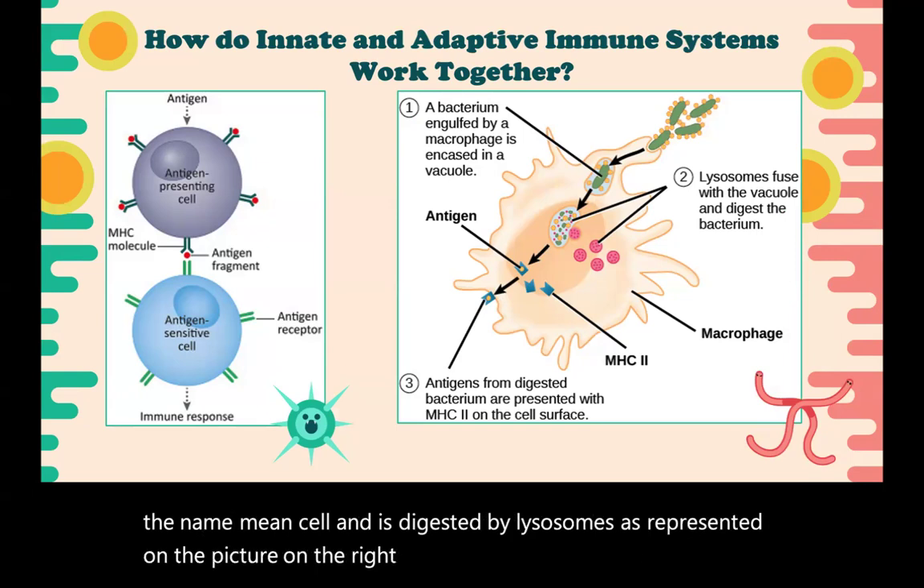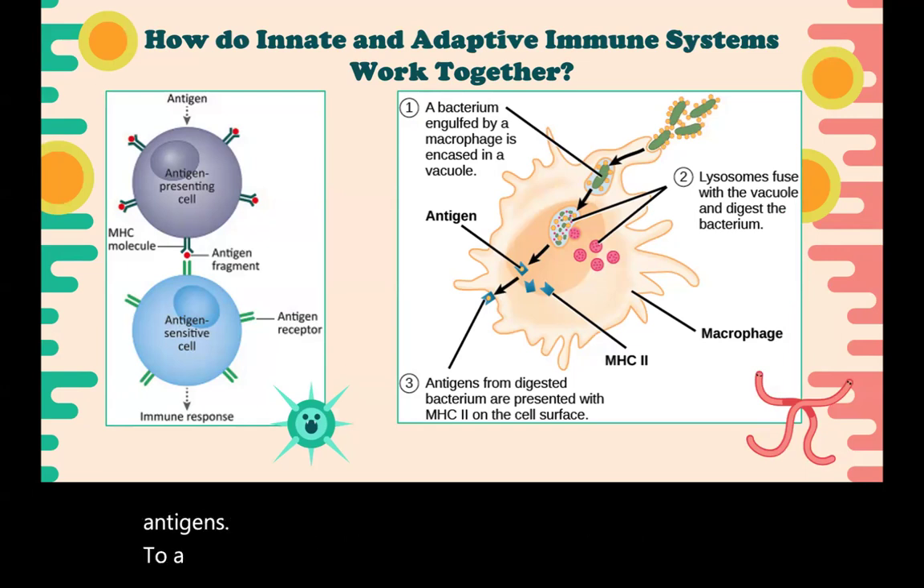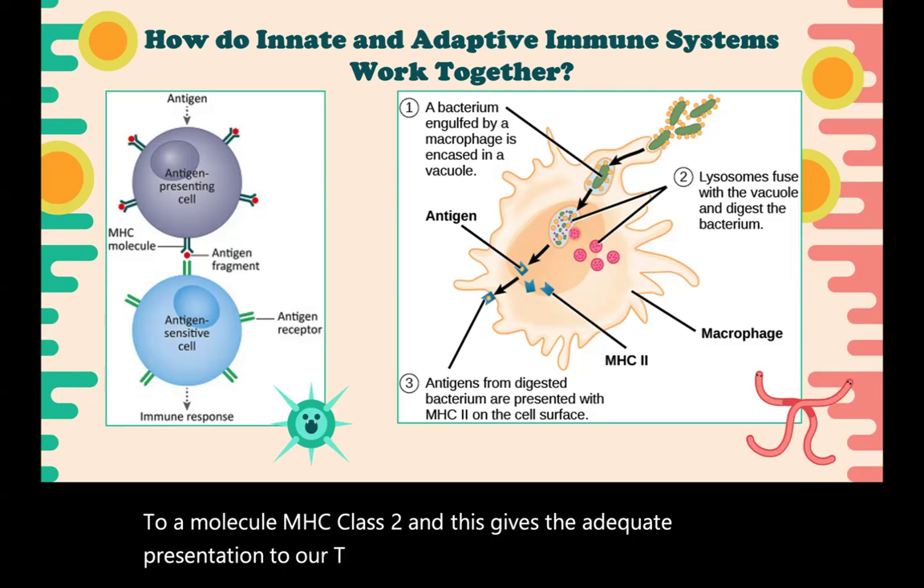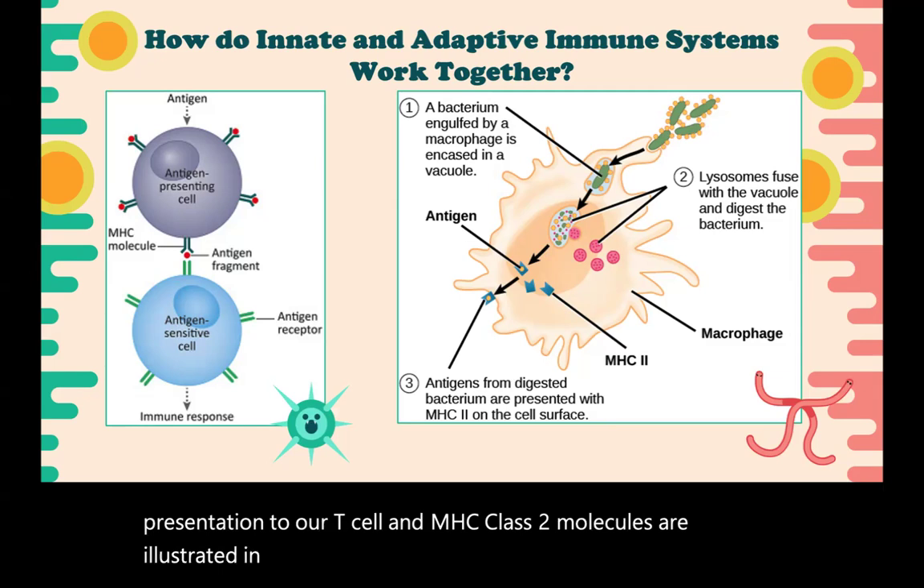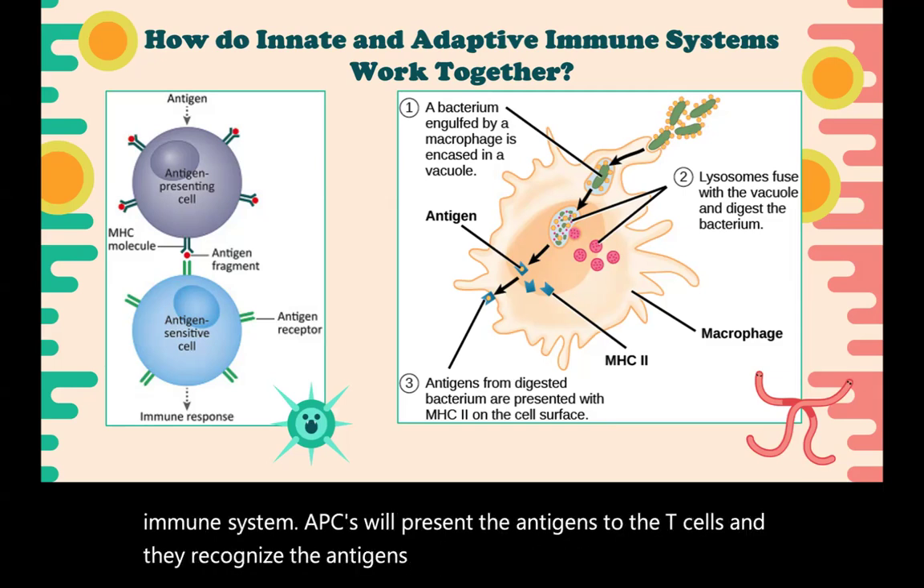The macrophage then presents fragments of the pathogen, which are antigens, to a molecule, MHC class 2, and this gives adequate representation to our T cell. MHC class 2 molecules are illustrated in that image as well as the one on the left. The antigen presenting is critical for activating the adaptive immune system. APCs will present the antigens to the T cells, and they recognize the antigens to initiate the targeted immune response.